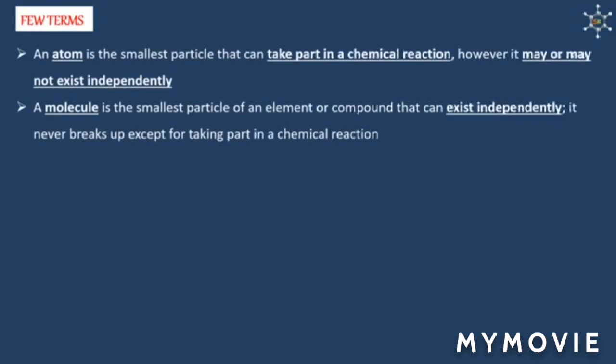We need to understand a few terms before learning applications of Avogadro's law. First, an atom is the smallest particle that can take part in a chemical reaction. However, it may or may not exist independently. If we take carbon dioxide gas, carbon and oxygen atoms can take part in a chemical reaction but are not capable of existing independently. But noble gases like helium or argon are capable of existing independently in the atomic state.